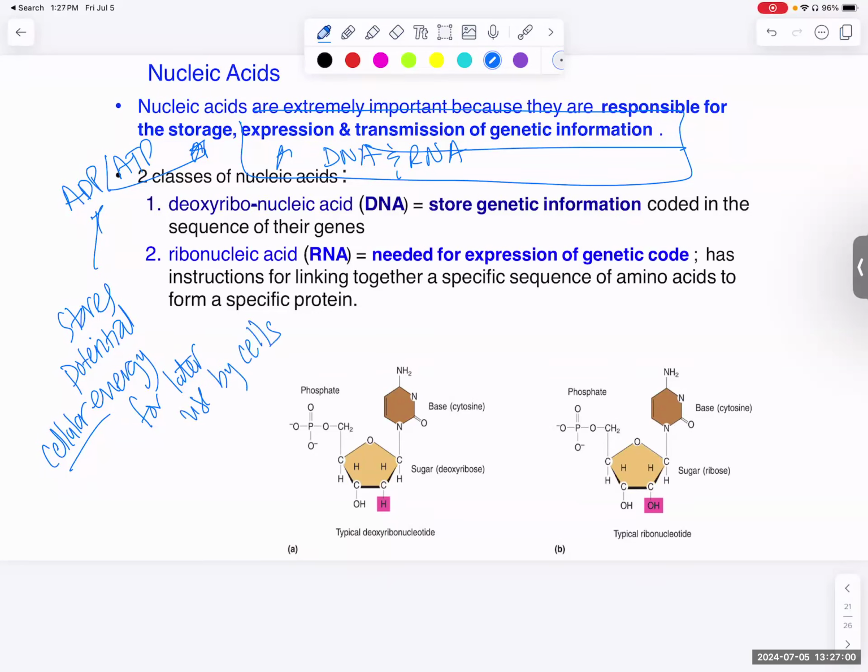Our cells can't use glucose. They can't use triglycerides. There's potential energy in glucose and triglycerides, but our cells actually have to transfer that potential energy from glucose and transfer the energy to a high energy phosphate bond in adenosine triphosphate. That process is called cellular respiration. So that's a preview for chapter 3.